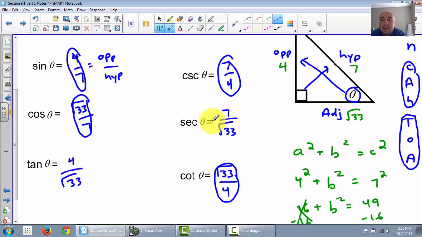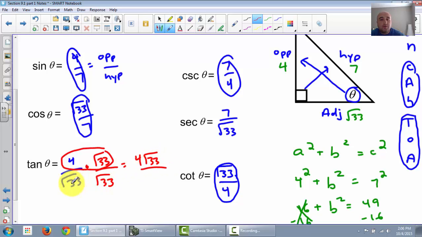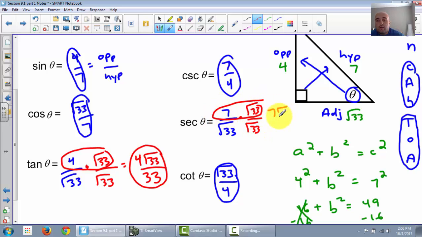Okay, we can never leave a square root in the bottom of a fraction. So to get rid of it, we just multiply by whatever that root is on the bottom, on the top and the bottom. So let's see what we get here. So 4 times root 33 is just 4 root 33. And then square root of 33 times square root of 33. Hopefully you remember from the last class that that's just equal to whatever the number is. So 4 root 33 over 33 is that one. Then we're going to do the same thing over here. We're going to multiply by root 33 over root 33. And here I get 7 root 33.